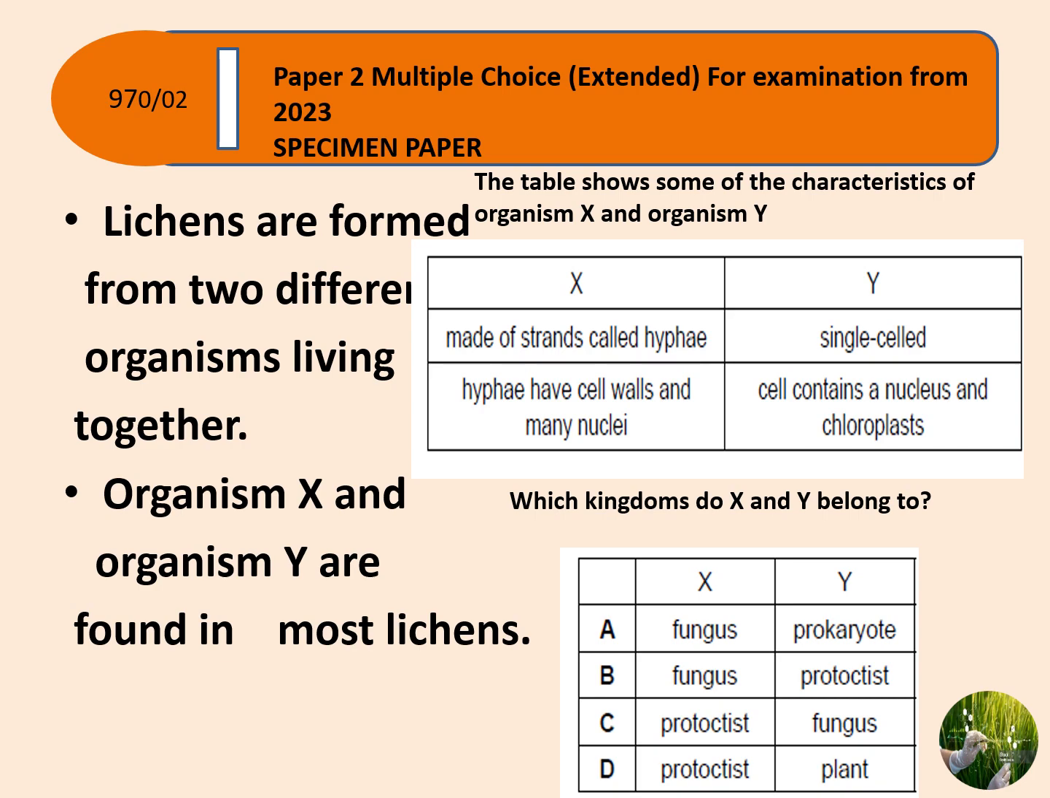If we go through this table, A shows X is a fungus. It is correct. Y is a prokaryote, but it can't be a prokaryote because prokaryotes don't have chloroplasts or nuclei. So B is again X is fungus and Y is protoctist. So it is correct. X is a fungus and Y is a protoctist based on its description. So the correct answer is B.